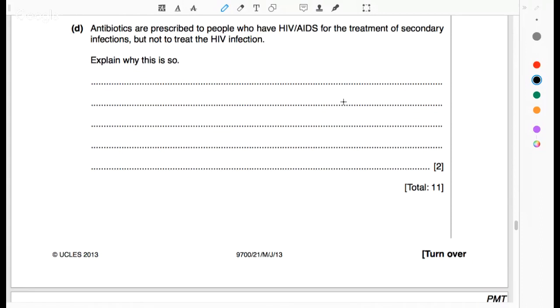In terms of resistance, other than patients getting prescribed too much antibiotics, what else drives antibiotic resistance in the world? Okay.